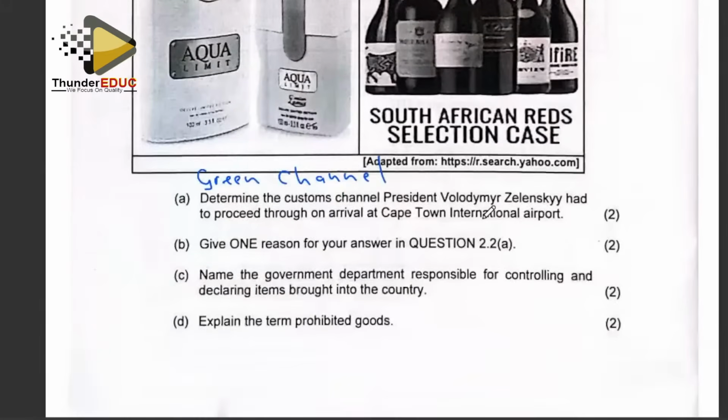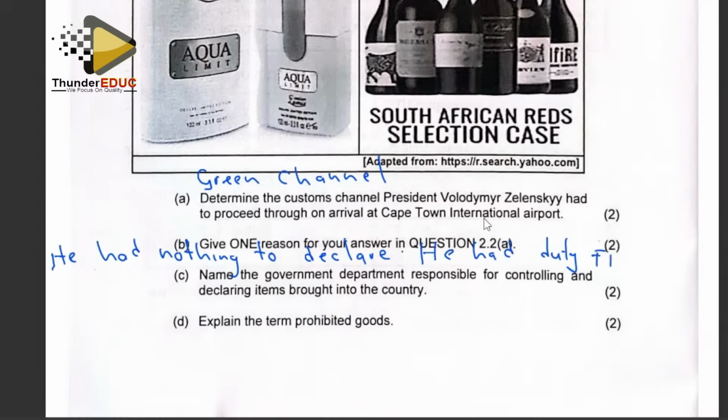Then give one reason for your answer. All right. He had nothing to declare. He had nothing to declare at all. Then in addition to that, you can also indicate that he had duty-free goods. 750 ml is allowed. 100 ml of eau de toilette is allowed. He had duty-free goods.